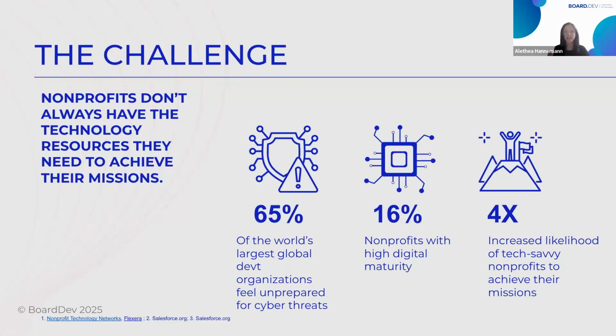Second figure here: only 16% of nonprofits are saying that they are digitally mature, and that has an impact, because nonprofits that are digitally ready, tech-savvy nonprofits, are 4 times more likely to achieve their missions. And this is just what organizations are doing, often duct-taping together their tech, or doing very well with what they have, but knowing that they could be doing much more.